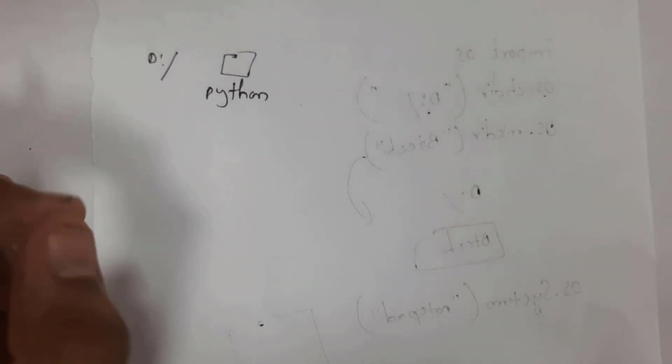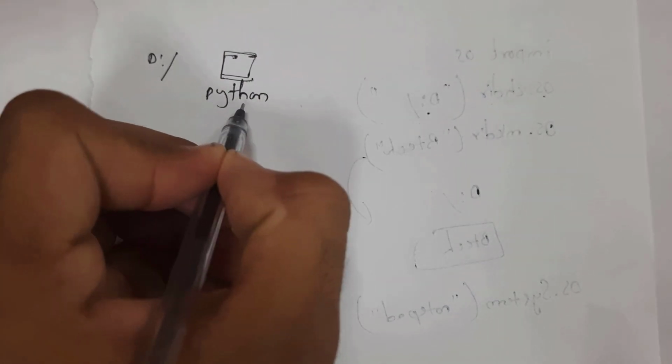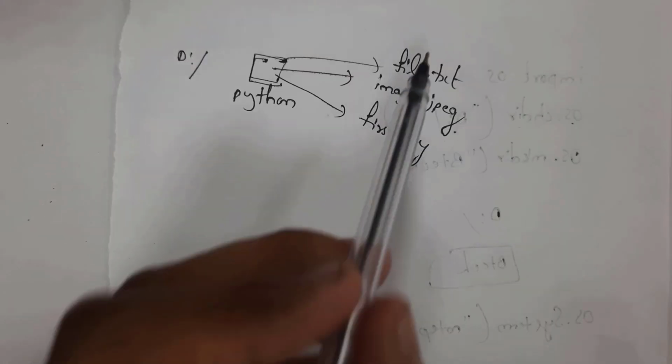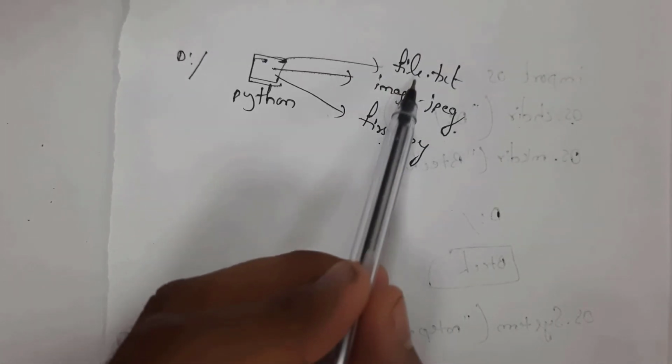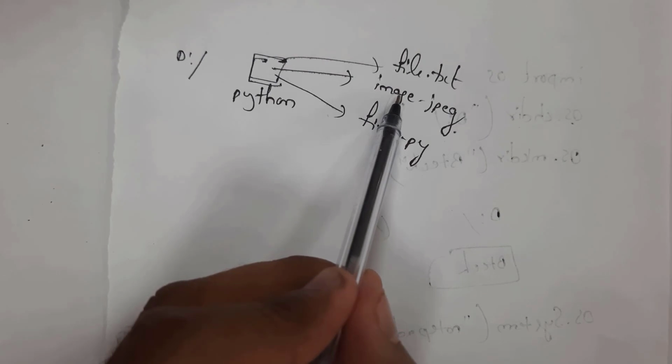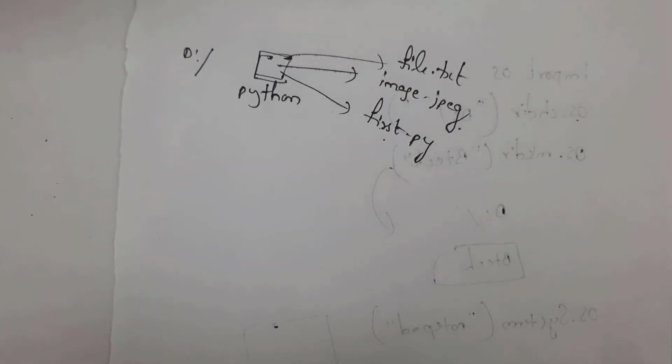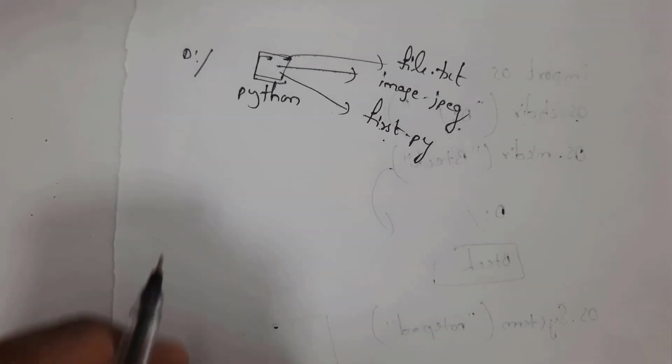Guys, let us consider this example. There is one folder. That folder name is Python, which is present in local disk D. And this folder contains 3 files. They are file, image and first. Where file is a text file, img is an image and first is a Python file. Now I want to check what files are present inside this Python folder by using the os module.